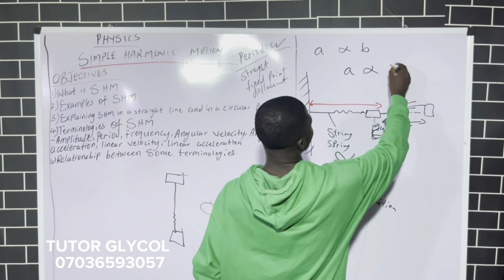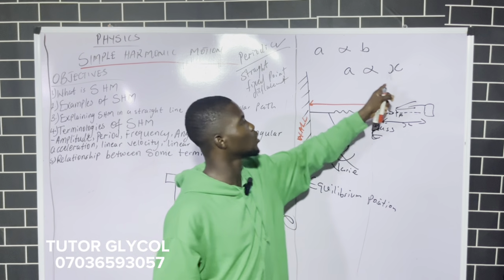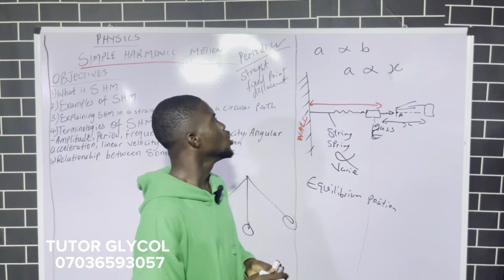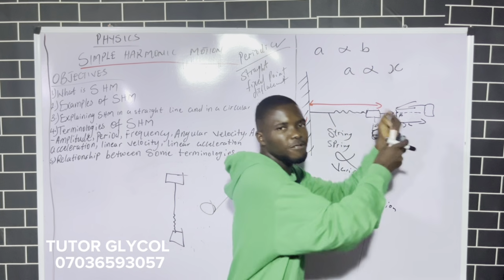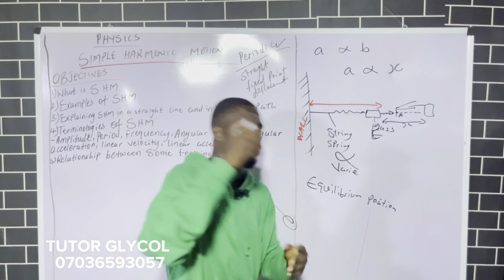Let me use x for displacement. Are you with me? So acceleration is proportional to displacement. That is what simple harmonic motion is trying to tell. So if I increase x, the farther I displace the object, the more acceleration it will use to come back.